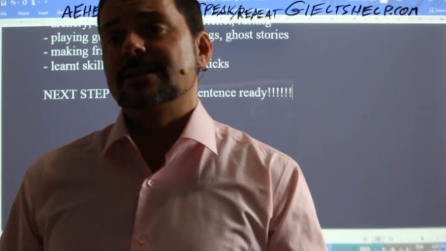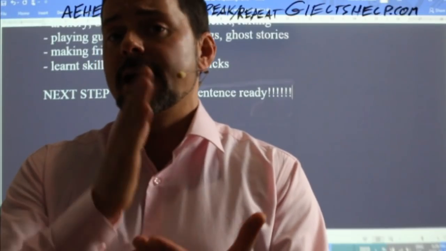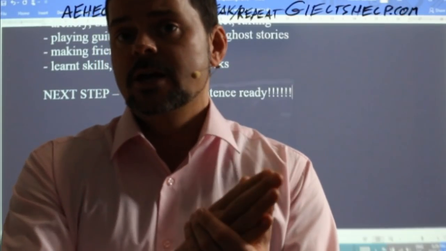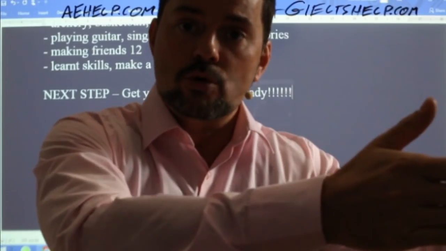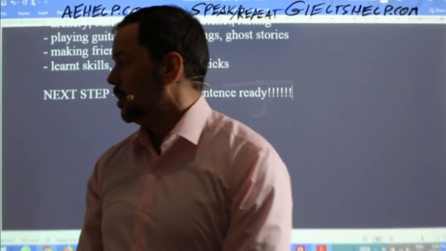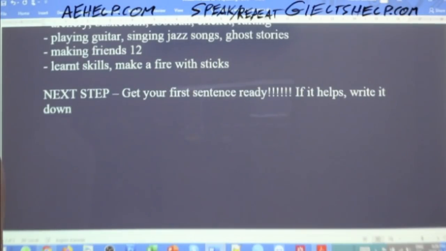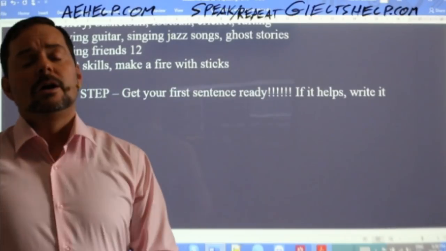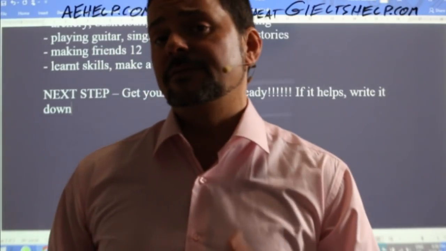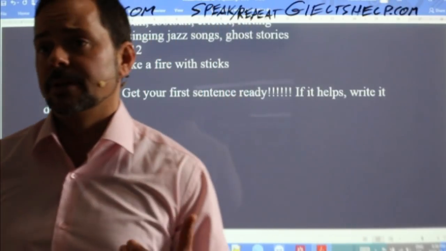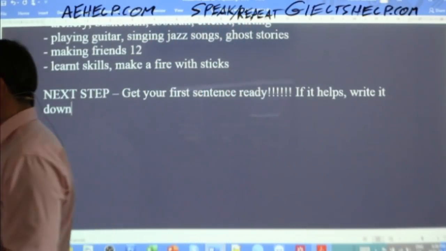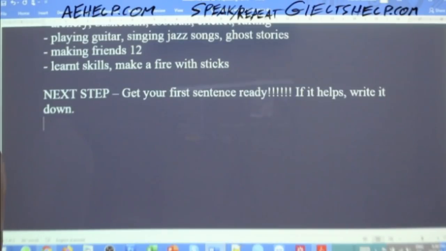So your first sentence has to be quick, clear, and to the point, okay? You basically have to get on track and move, all right? So make sure you have your first sentence ready. If it helps, write it down, okay? And I actually checked the time on students, and the average time wasted by students is between 15 and 20 seconds. That's a lot in 2 minutes, okay? All right, so if it helps, write it down. Okay, give me your first sentence.